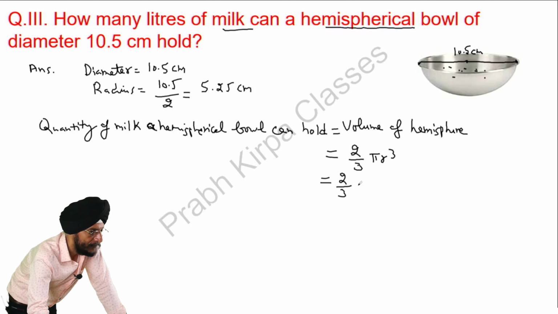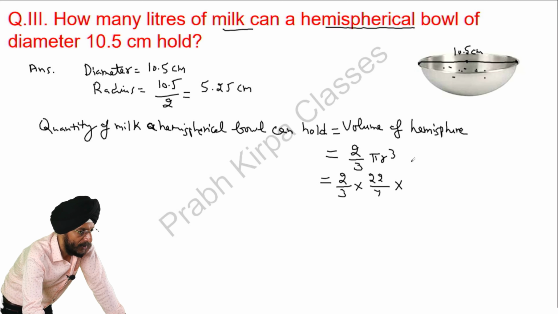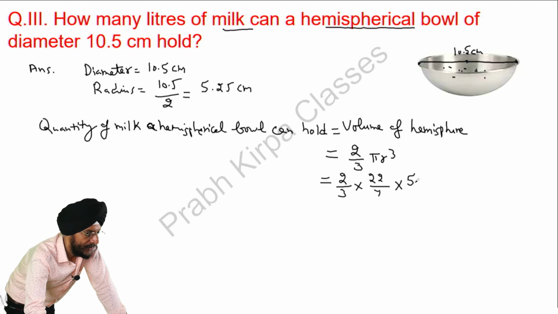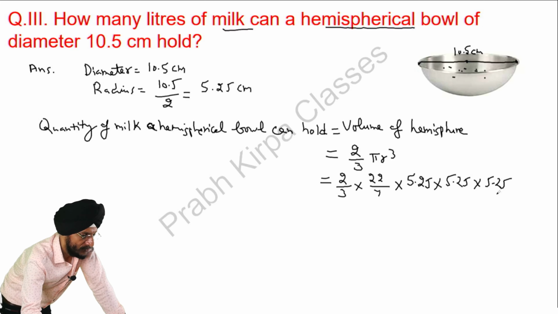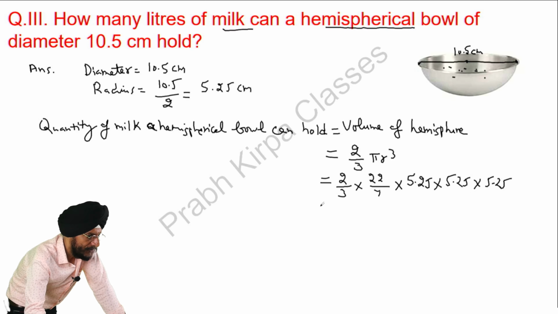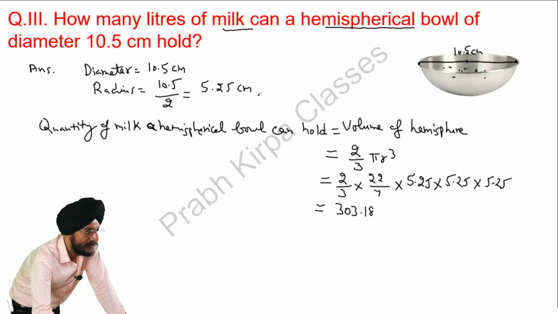Now we will fill in the values. 2 over 3 pi means 22 over 7. Now we will put in the value of r cube. So we will multiply 5.25, it will happen 3 times. So when we solve it, we will arrive at 303.18 cubic centimeter.